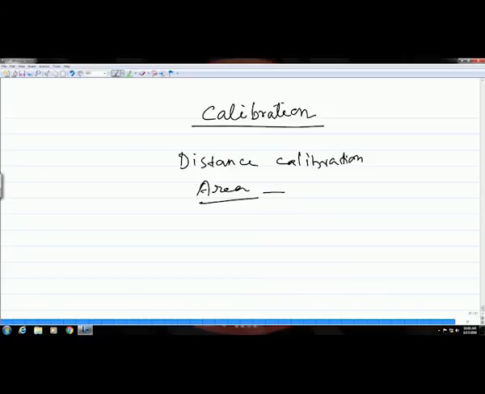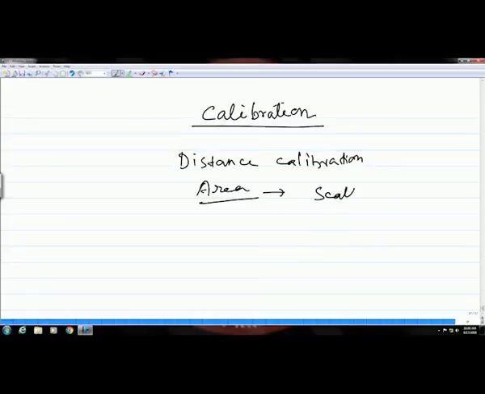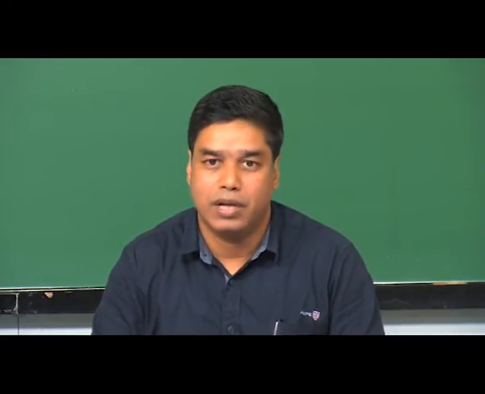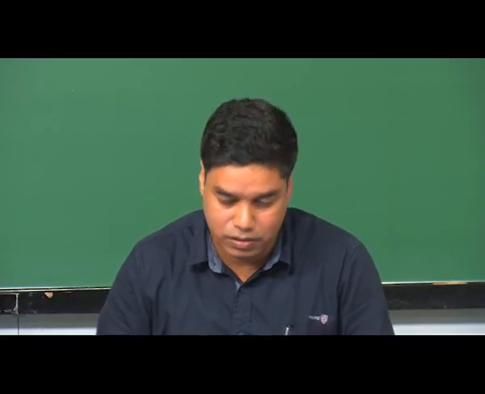Why area? Because the intensity of the echo depends on the scattering area, or the area of the interface, or the area of the defect which is scattering it. Okay. So, therefore, the area also has to be calibrated, so that you would be able to get some idea as to how big the defect is, whether it is a big defect or a small defect. Okay. So, in order to do that you need to calibrate the instrument for area also.